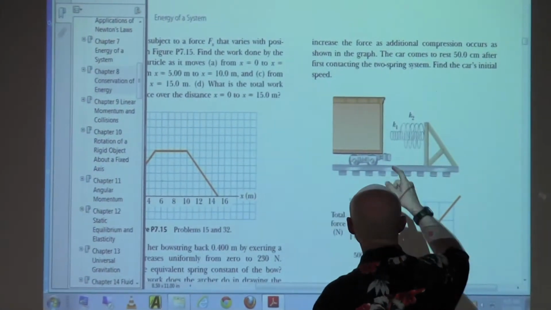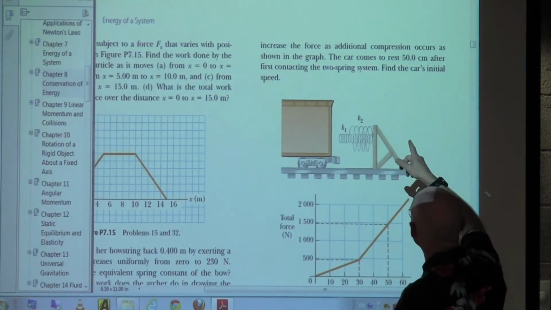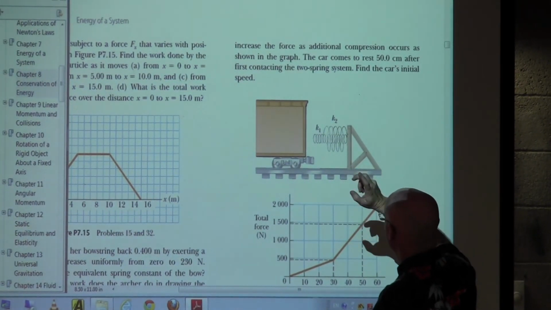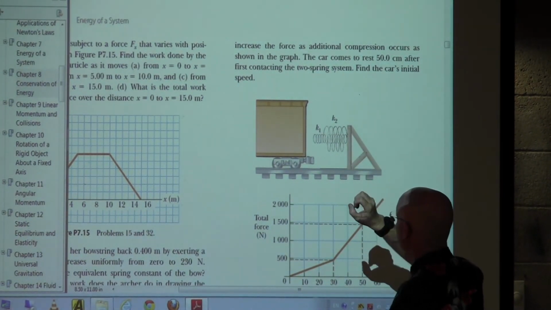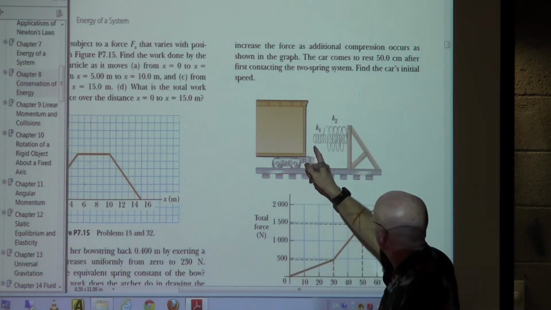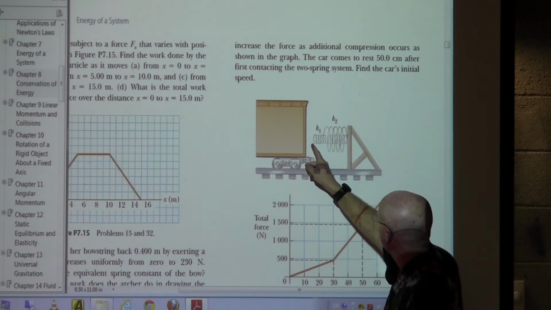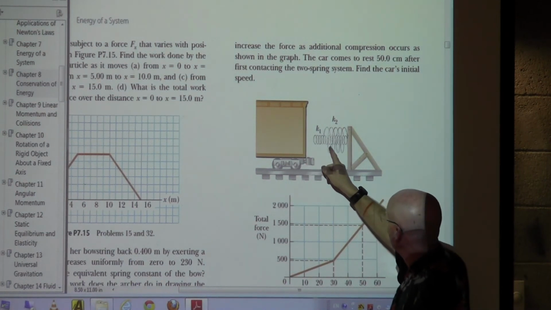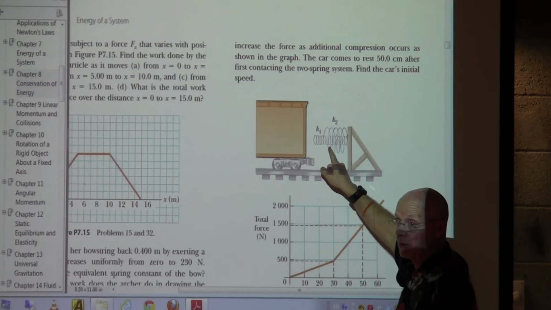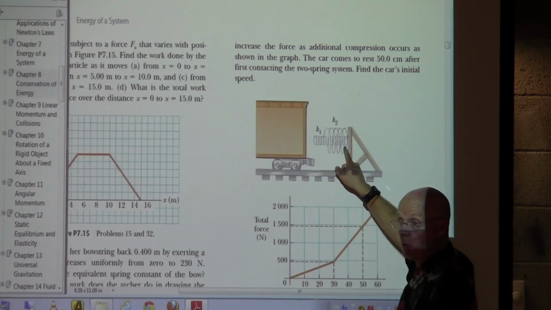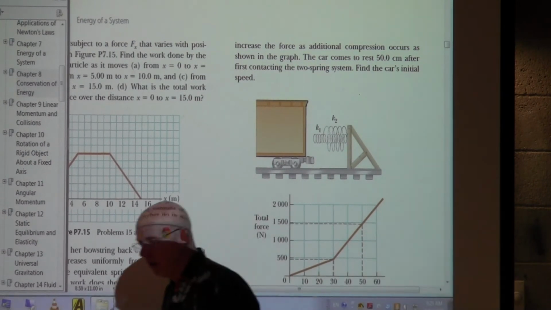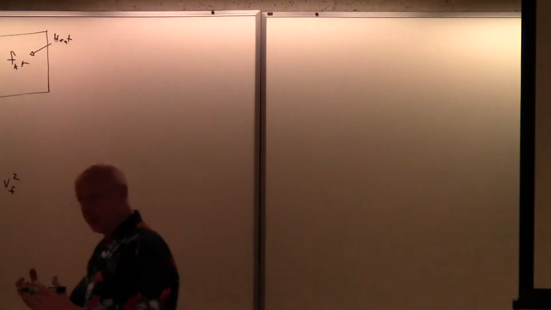Now the problem says the car comes to rest 50 centimeters after first contact of the two-spring system. So let's see, if I see the picture right, the first 30 would definitely compress the first spring by 30. But then as it moves 20 more in, it's still compressing the first spring. All right, so how far is the first spring compressed?